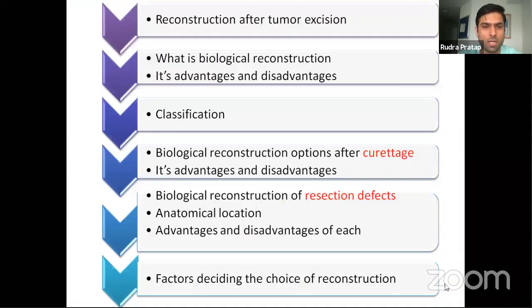This is the basic layout of the presentation, in which we will be going through the reconstruction options after a tumor excision. We'll have a look at biological reconstruction and its advantages and disadvantages. We are going to have a brief overview of its classification. We'll be discussing biological reconstruction after curettage of a lesion and also after resection defects of a bony tumor. We'll discuss the individual reconstruction options, their advantages and disadvantages on the basis of their anatomical location. In the last, we'll have a brief review of the factors that decide the choice of reconstruction in a patient.